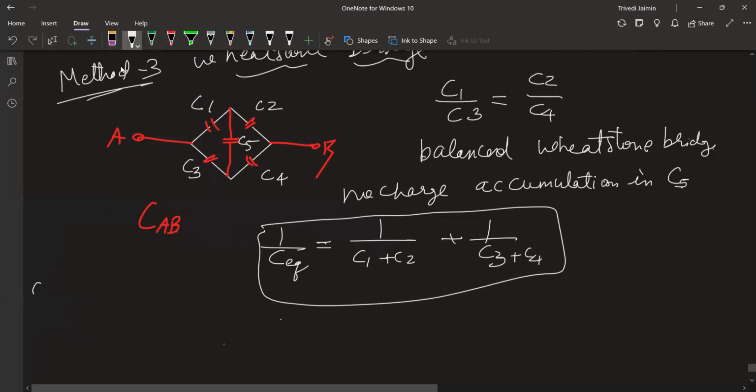So what did I say? C1 and C2 are in series. And C3 and C4 are in series. So these two series combinations are in parallel.